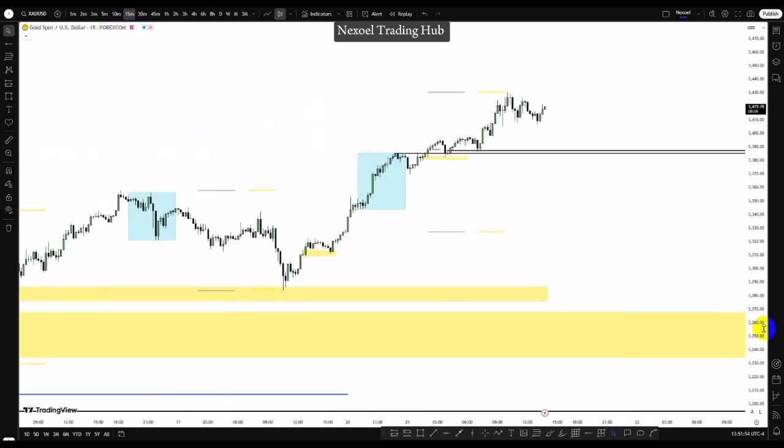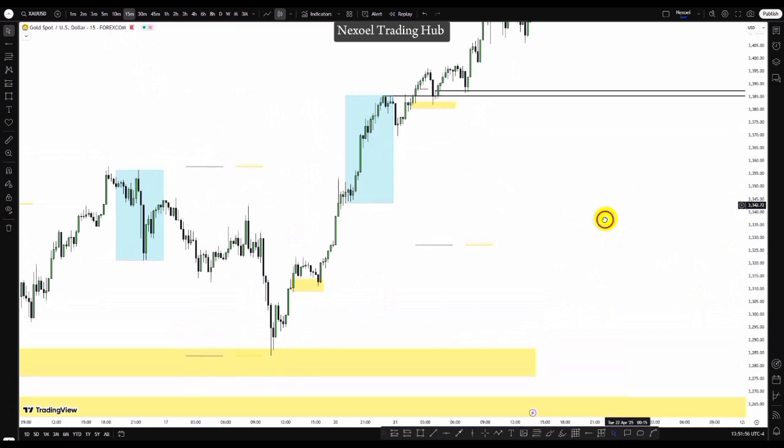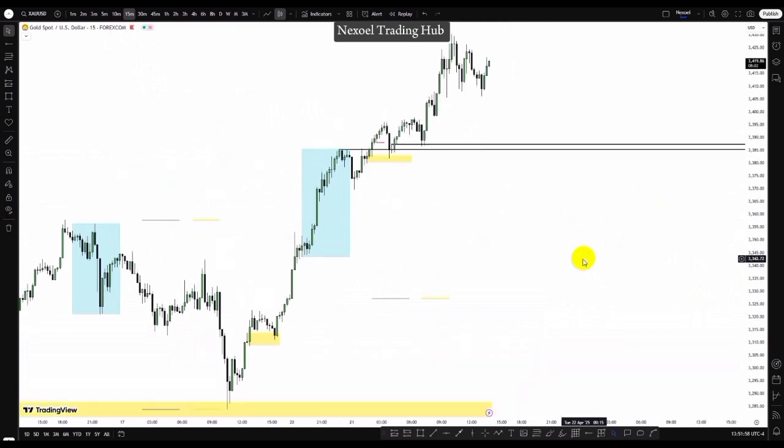It is in the lower time frames that we begin to see the minor trend structure within the bullish delivery so that we can execute bullish movement in the markets. So this is all I just wanted to show us, guys.